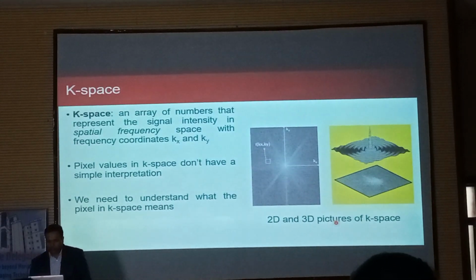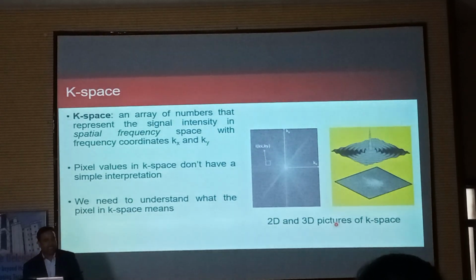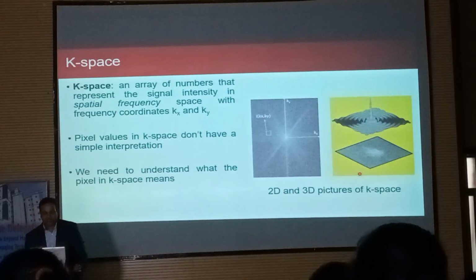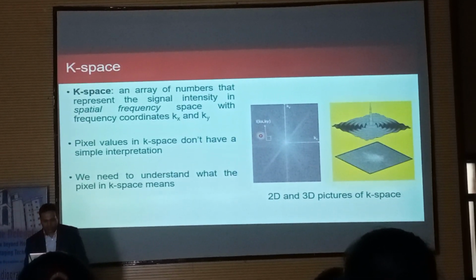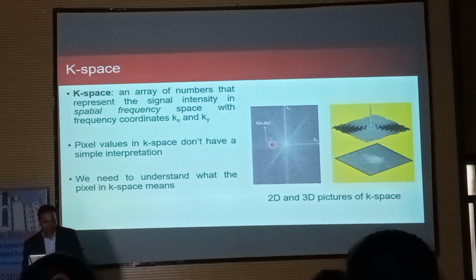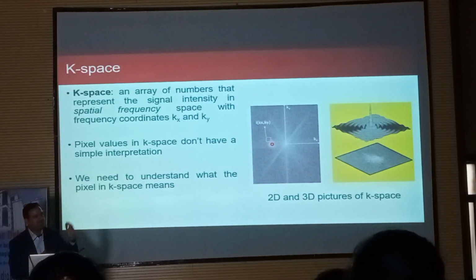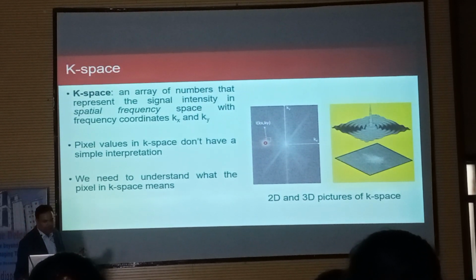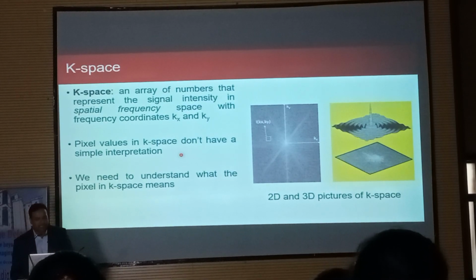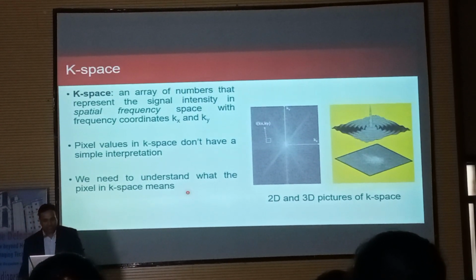So now let's introduce the idea of K-space. K-space होता क्या है? जो title है. Basically, it is an array of numbers that represent the signal intensity in the spatial frequency domain with frequency coordinates kx and ky. Like in any coordinate system, like we are sitting here, x and y coordinates हमारे होते हैं. In MRI, everything is in kx and ky. However, these pixel values in K-space do not have a simple interpretation. They are very complex.